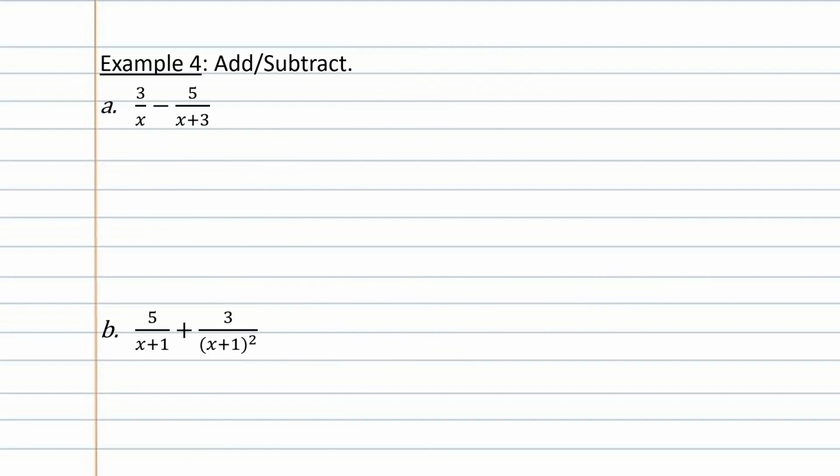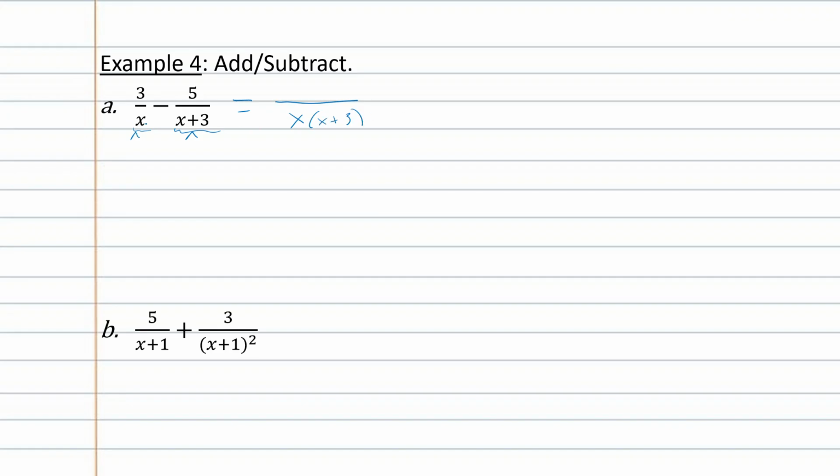Let's do another couple of them. Now, part A says 3 over x minus 5 over x plus 3. All right. What we need to do first is we need to find the least common multiple of the denominator so that we can have a common denominator. So we're really looking at the x and the x plus 3 as a whole here. The common denominator here should wind up being x times x plus 3.